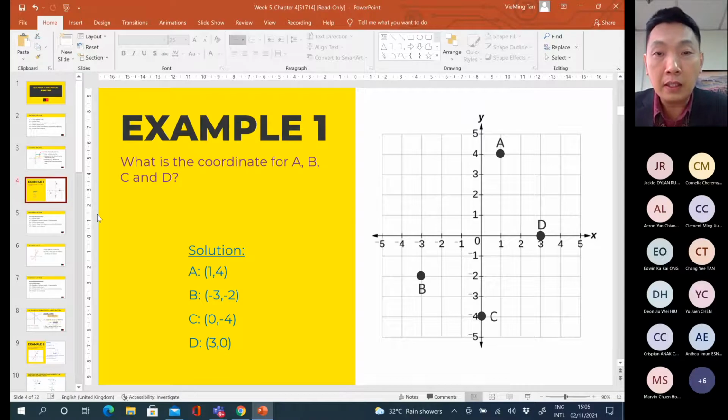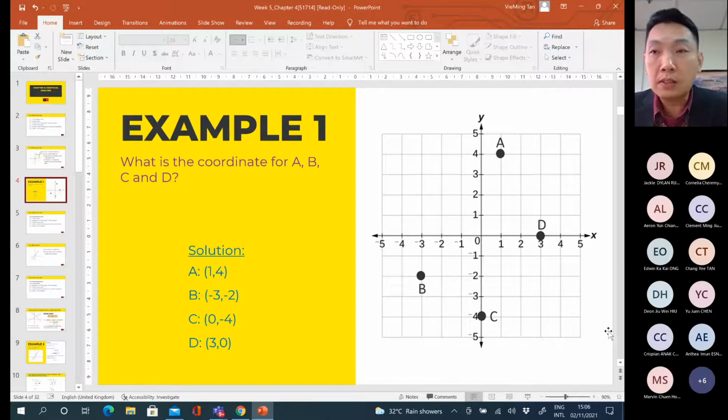For point A, the coordinate is (1, 4). What is the meaning? That means the x value is 1 and the y value is 4. For point B, the x value is -3 and the y value is -2. For point C, the x value is 0 and the y value is -4. For point D, the x value is 3 and the y value is 0. So let us try to jot down the 4 coordinates on the Cartesian plane.